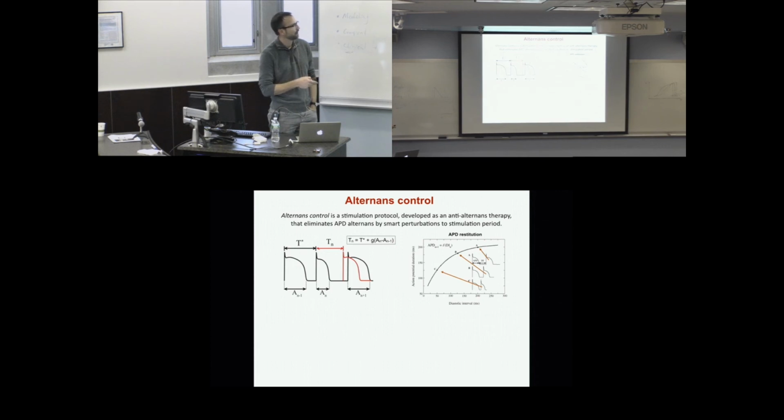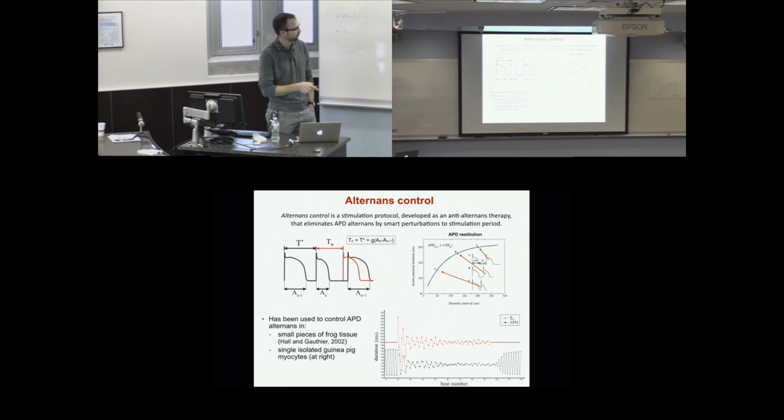But if you use the method similar to what Wes just described, and you basically exploit the inherent action potential duration restitution dynamics of a cell, whereby you shorten the diastolic interval, you shorten the subsequent action potential, you can control and eliminate action potential duration alternans, and this has been done by many groups over a long period of time. And this is just an example from guinea pig myocyte data from our group showing the pacing period, here called TN, and the action potential duration.